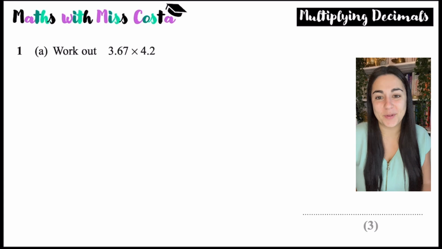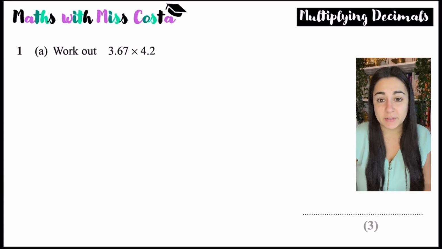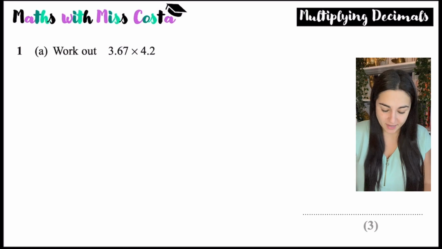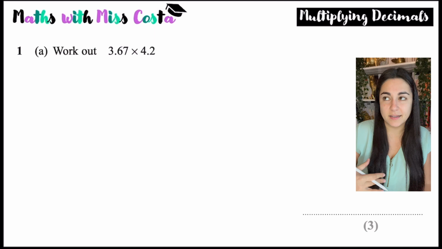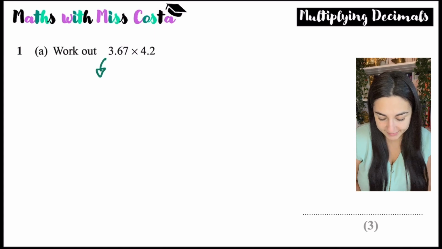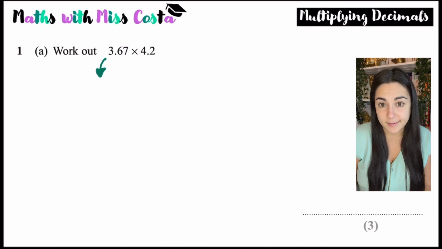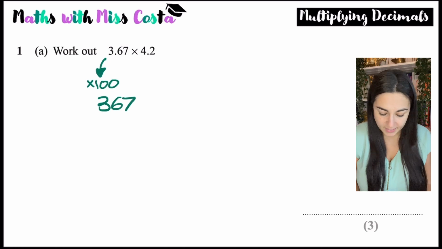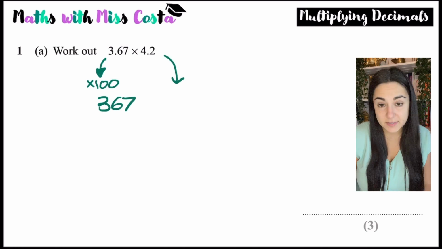Okay, so to start off with, we've got multiplying decimals without a calculator. Now, when I'm multiplying decimals, what I can do is turn them into whole numbers, which are much easier to multiply, and then do the inverse. So what would I need to do to turn 3.67 into an integer, a non-decimal number? If I multiplied it by 100, that would give me 367. And what would I do to 4.2 to turn it into an integer? I'd multiply it by 10.